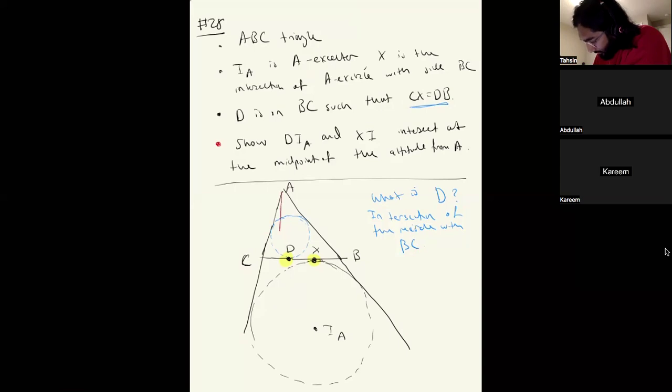So we want to look at basically this point here, and where these are equal. So DIA and XI. If I were to draw I here, we want to show that these two lines, their intersection point is the midpoint of the altitude. So they intersect here.